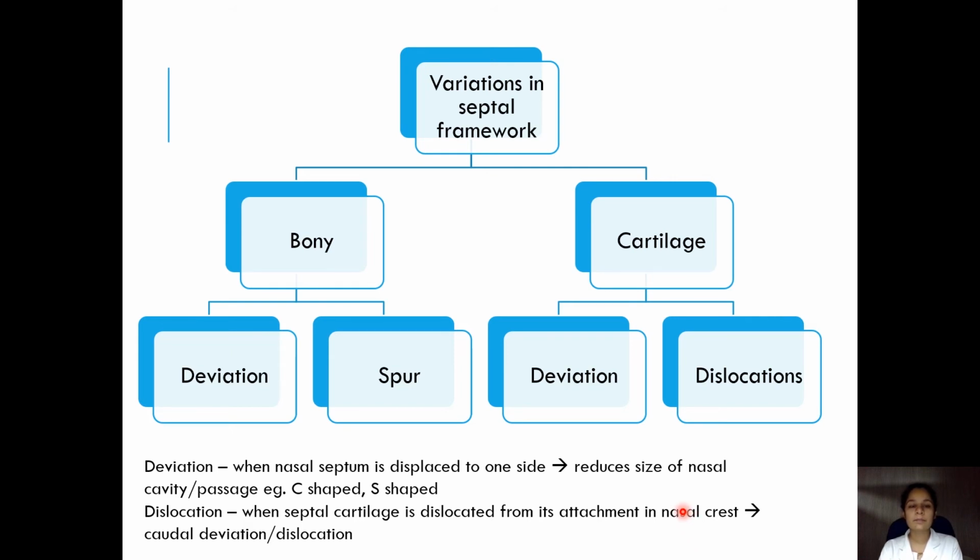the nasal septum. Usually, the bony deviations will be in the posterior half of the nose, and the cartilaginous deviations will be in the anterior half of the nose. If both deviations are present, then there may be an S-shaped deviation. If only one of the deviations is present, there may be a C-shaped deviation.